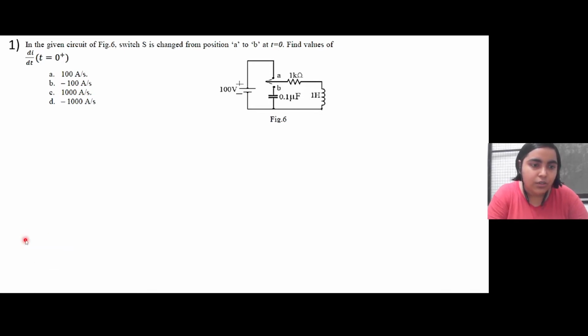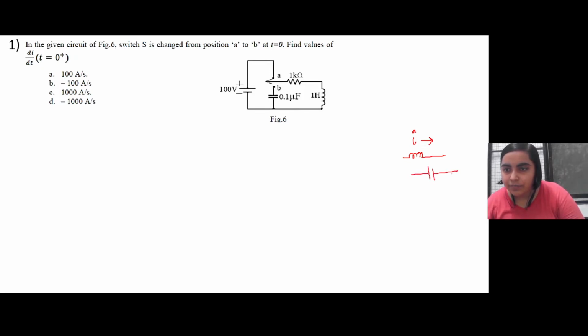A few of the things that need to be remembered is that in an inductor, the current across an inductor does not change instantaneously. That is, any inductor opposes the change of current. And in case of a capacitor, the voltage across the capacitor cannot change abruptly. These two things you need to remember for inductor and capacitor.